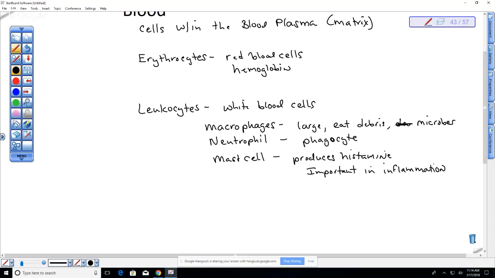We have one more type of leukocyte, which is actually not a cell, but it is a piece of a cell and is called a platelet. So this is a piece of a white blood cell. And what do platelets do? They allow for blood to clot.